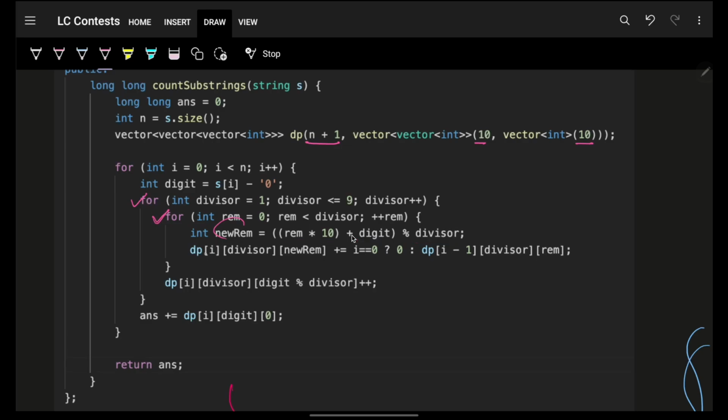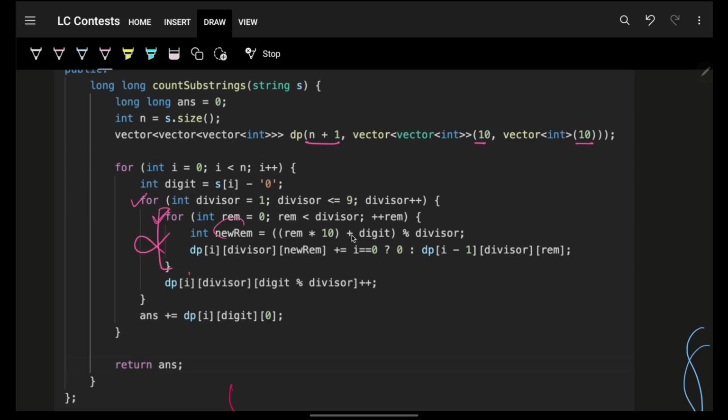I will say that for ending at the current index with the divisor and the new remainder, again, this is a simple condition to avoid a runtime exception. Otherwise you can start from index 1 also. Then simply take the reference of the last index with the same divisor but with the old remainder. This is the new remainder, this is the old remainder, and then you can simply get the answer.